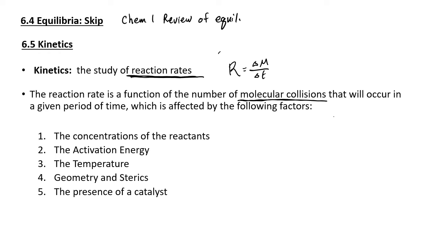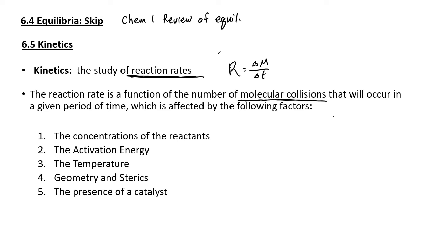Two, the activation energy, right? That's the energy required to get over that hump, right? It's the activation energy barrier. Some reactions need a little push to get going. Three is temperature. As you increase the temperature, you're going to increase the kinetic energy of the particles. Therefore, you can increase the number of successful collisions as well as the energy of the successful collisions.